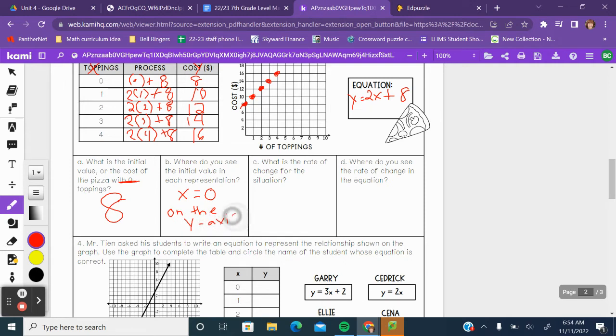What is the rate of change? How much did we go up each time? Well, $2. $2 was our rate of change. We didn't go up $2 each time. We multiplied by $2 each time. That's the rate of change. Where do you see the rate of change in the equation? Well, we see it right here. It's in the coefficient. Again, we're going to talk about this more. Just take it at face value for right now.